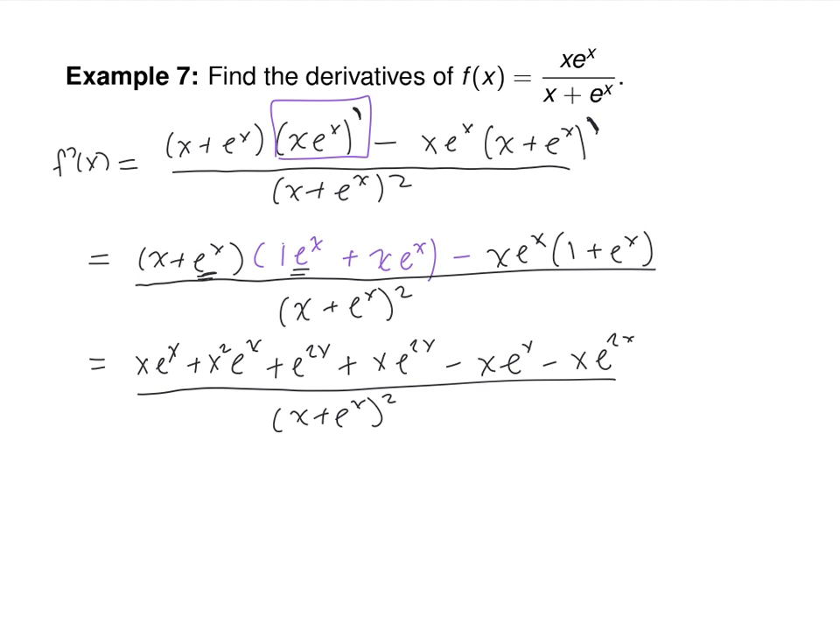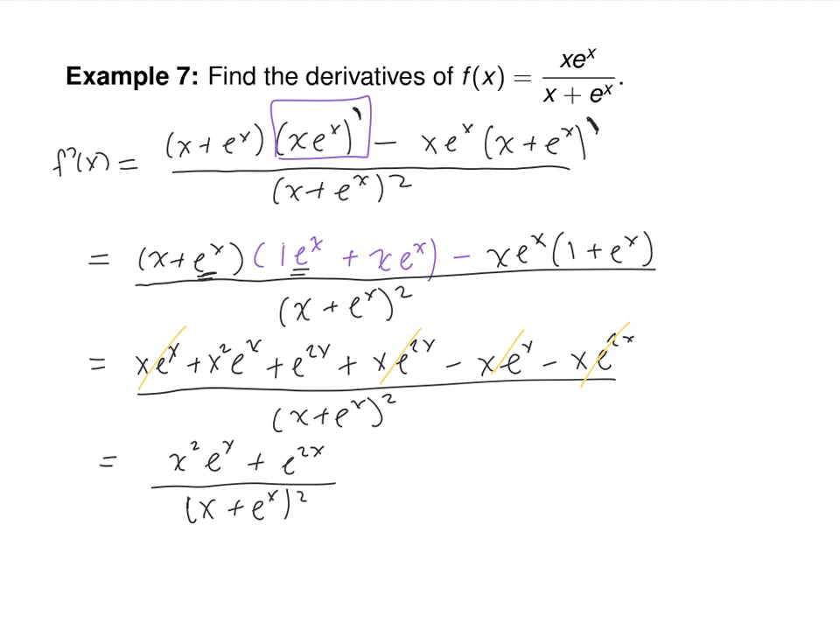Okay, does anything in the numerator cancel? x e to the x cancels that. And anything else? The x e to the 2x. Yep. And you're left with x squared e to the x plus e to the 2x, over x plus e to the x squared.